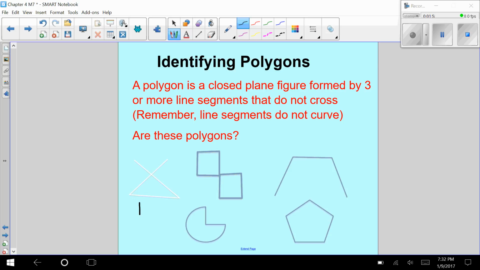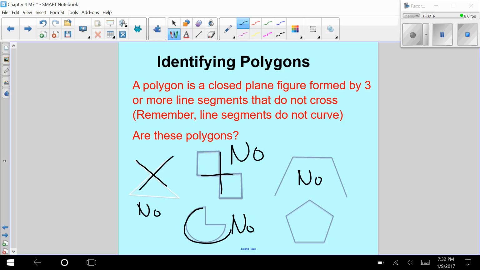This first one is not a polygon because these line segments cross right there. The second one is also not a polygon because they cross right there. Third one, not a polygon, it's not closed. This fourth one, not a polygon because this is a curve right here. This last one, yes, it is a polygon.